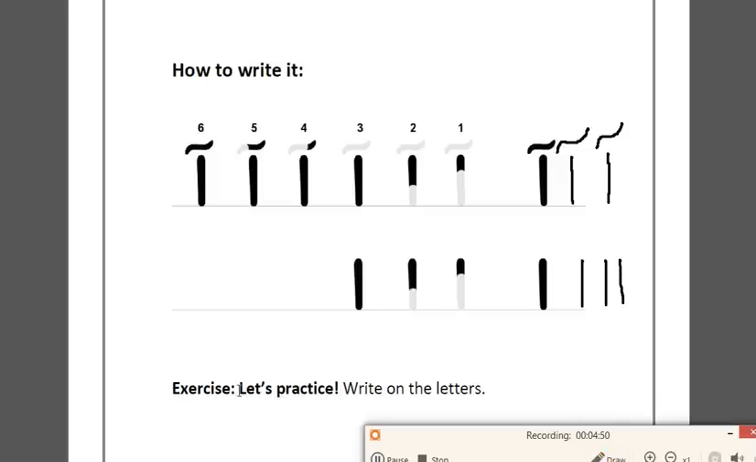Okay, this letter has 4 sounds. The first one is ah, just like O in English. It also has the sound of A, sometimes the sound of E, and the last one, O. So four sounds: O, A, E, O.